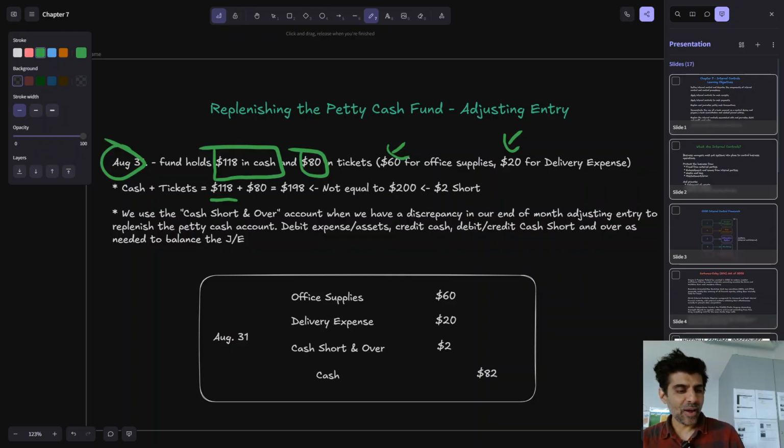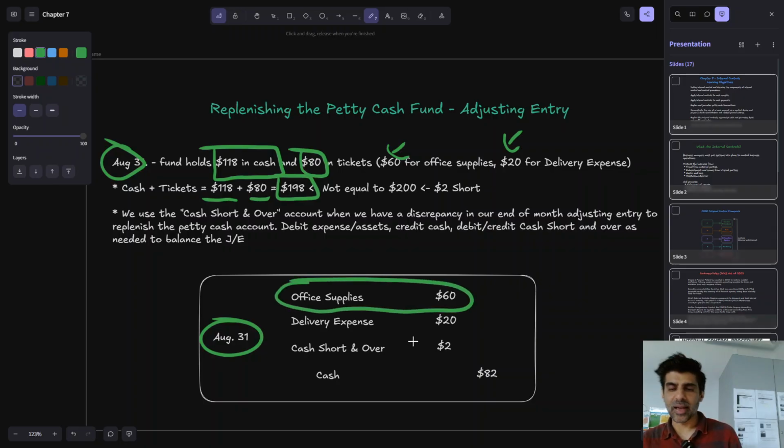So when we add this up, 118 plus 80, we see that we're actually not at our $200. So something happened here. That was a mistake. Maybe someone took out $2 and forgot to make a ticket. Okay? So for the time being, we're just going to do a journal entry to account for what we do know. So we can see here we have an adjusting entry. We're going to debit office supplies, which is what kind of account? It's an asset, right? Because we bought these office supplies, we have this new asset worth $60.